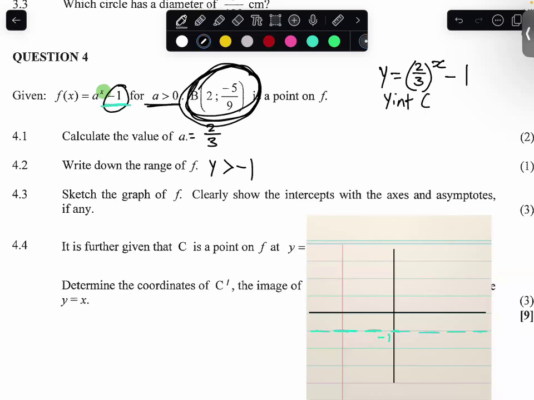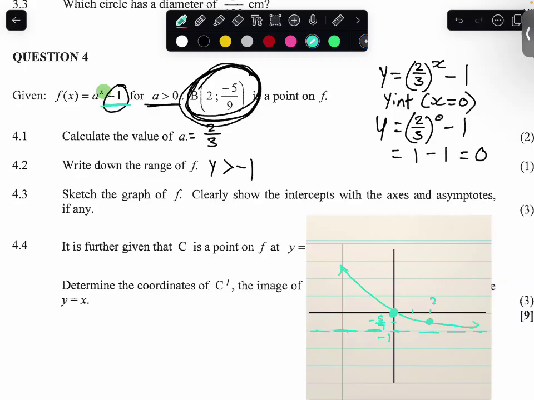Second thing is your y-intercept. You find your y-intercept by making x equal to 0. So you have y is equal to 2 over 3 all to the 0, minus 1. Anything to the power of 0 is 1, minus 1. That gives you 0. So your y-intercept is here at (0, 0). And then you have a set of coordinates that lies on the graph. It's (2, minus 5 over 9), which is here. And so the graph is going to be drawn through both points. That is f of x.